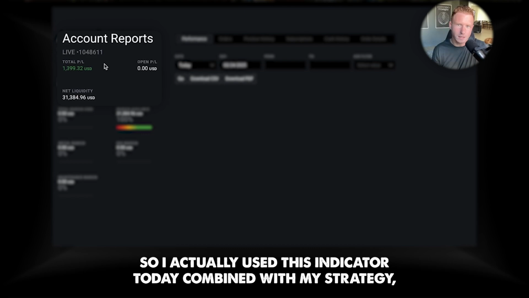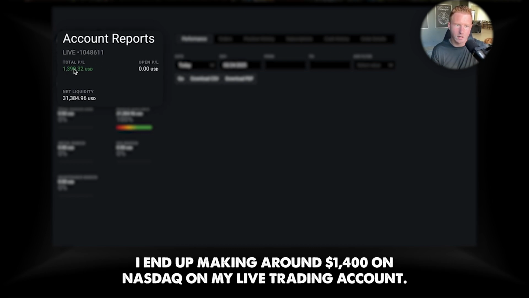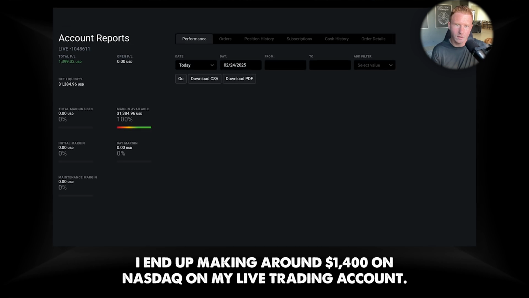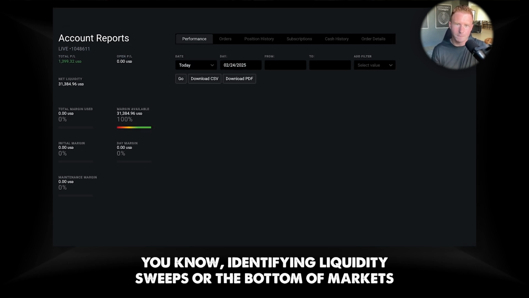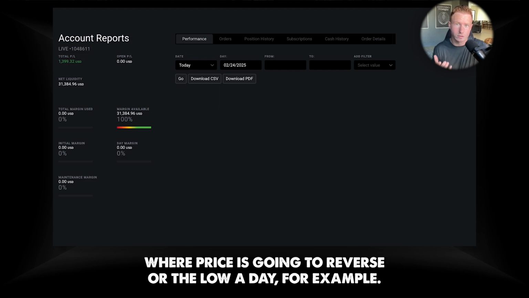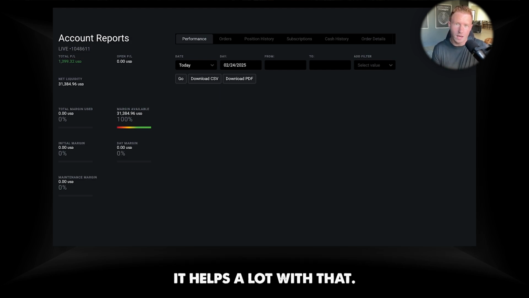So I actually use this indicator today combined with my strategy, and I'm making around $1,400 on NASDAQ on my live trading account. Again, this indicator really helps with identifying liquidity sweeps or the bottom of markets where price is going to reverse, or the low of the day, for example. It helps a lot with that.